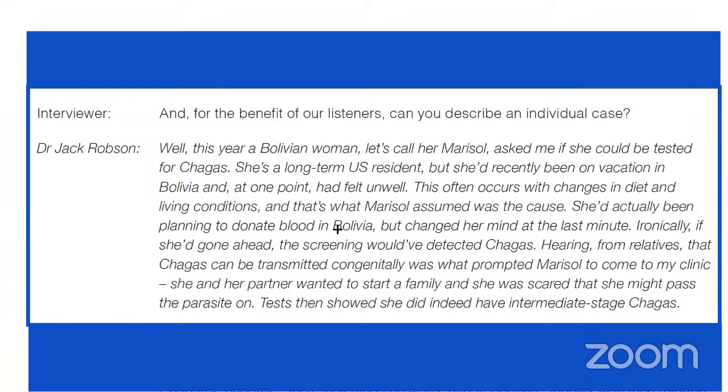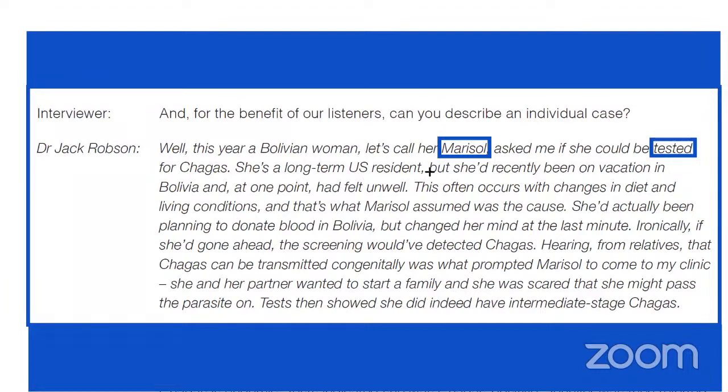Now, if you see very carefully, and for the benefit of our listeners, can you describe an individual case? Well, this year a Bolivian woman, let's call her Marisol, asked me if she could be tested for Chagas.